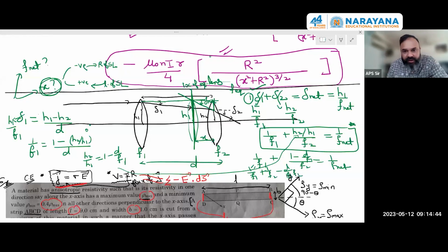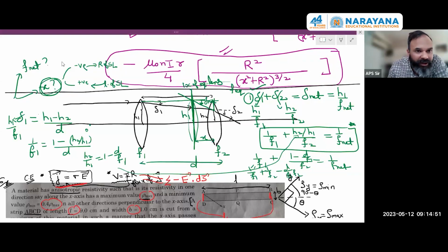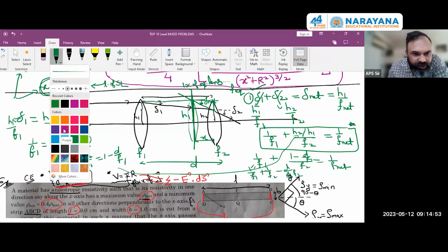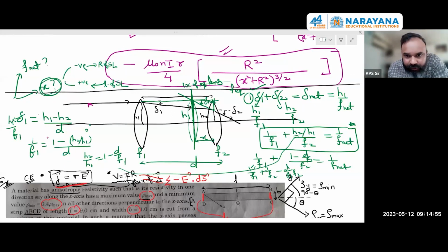Now, if you understand the geometry, you are searching for X, so take tan of delta net. In one or two lines, you will get your answer. Write tan of delta net as H1 minus H2 upon X. So H1 minus H2 upon X is tan delta net, that is delta net, and that is delta 1 plus delta 2 also. Now substitute.